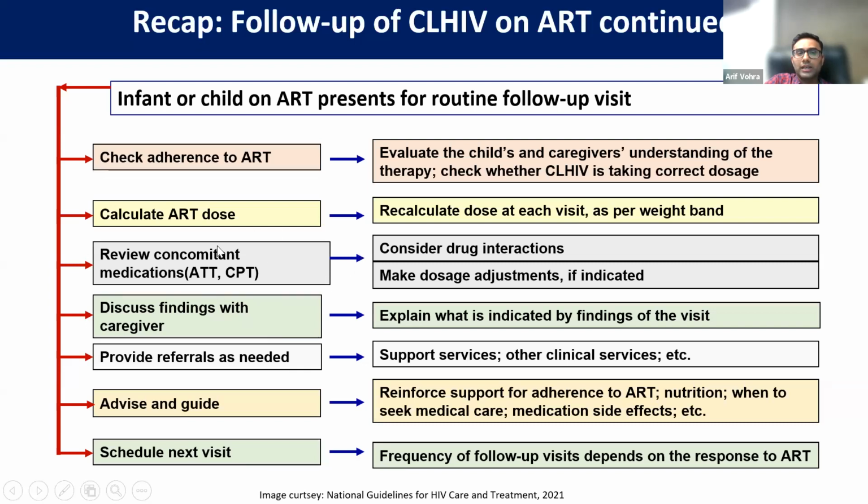Also, we need to consider concomitant treatment. Let's say the ATT needs to be started; it needs to be started first and then you need to start the ART. Because of ATT, we might need to change the dosage or the drugs of ART. We need to keep that in mind, because we need to be aware of drug-to-drug interactions. And always discuss the findings with the caregiver.